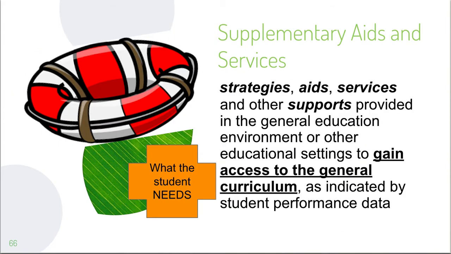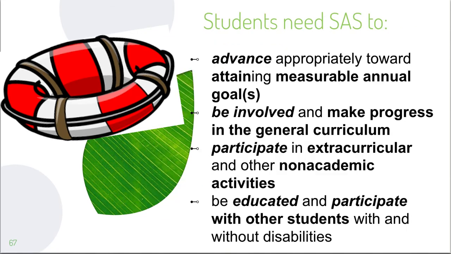Our supplementary aids and services, these are what the student needs to get access to the general education curriculum. And it's indicated by student performance data. And it's based on student needs related to the disability for them to make progress towards their measurable annual goals. So given the adverse effect, a student with a disability requires SAS, and this section may not be left blank. You may never write none needed. That's never an acceptable response, okay? So just make sure that you're paying careful attention to that.